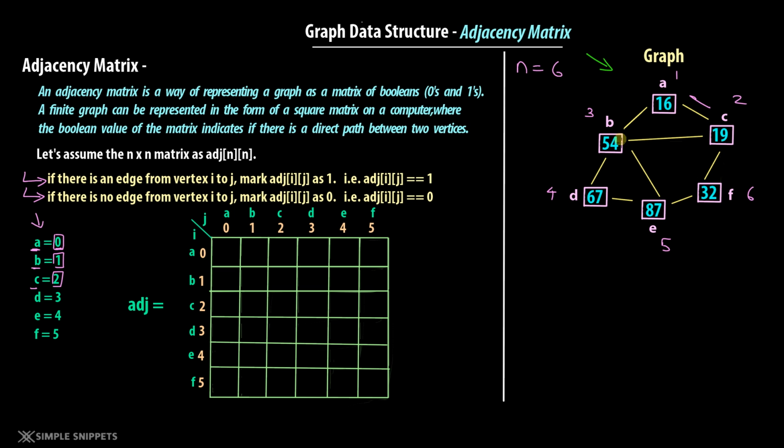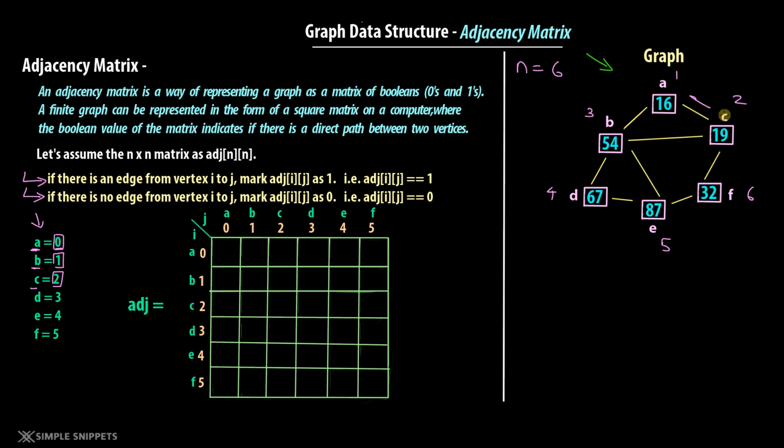Now this is an undirected graph. We'll talk about directed as well as weighted, unweighted also in a minute. But let's just currently mark all the ones and zeros in this 2D matrix, in this 2D array, using these two criteria, and then we'll talk further.